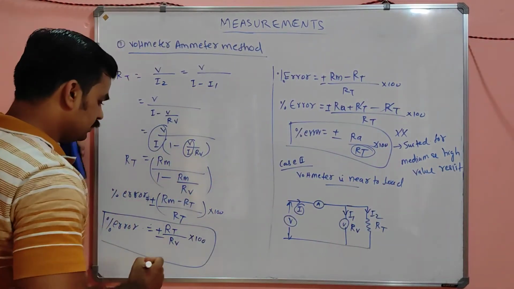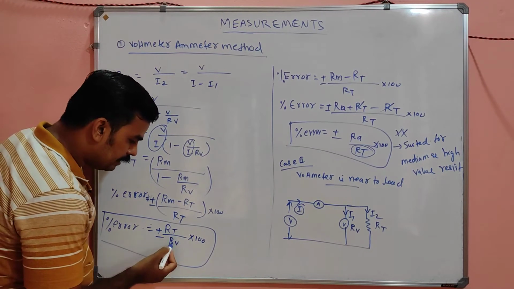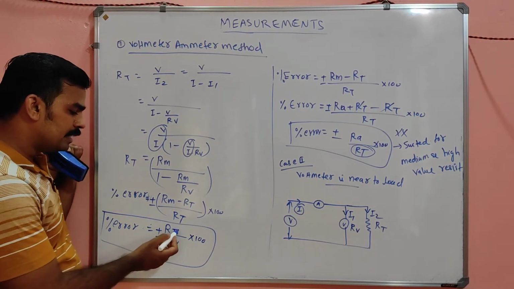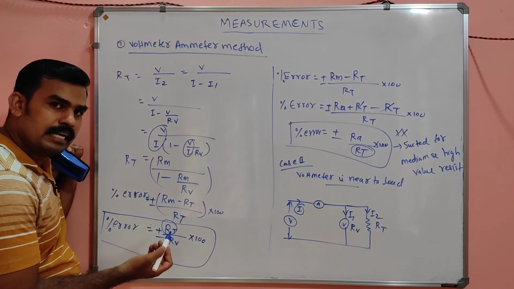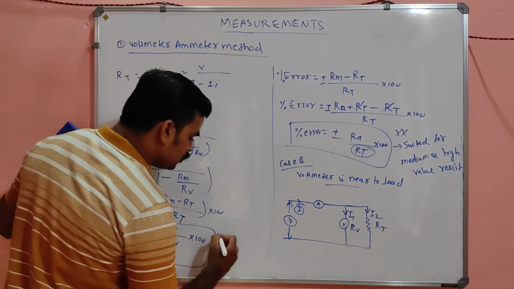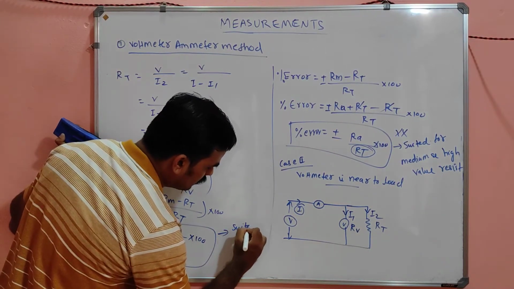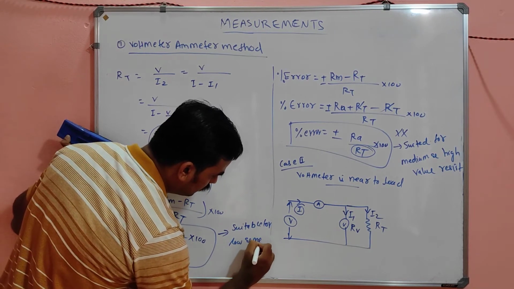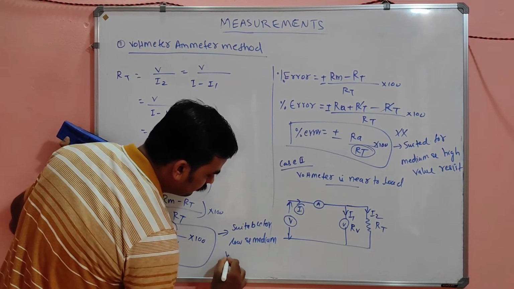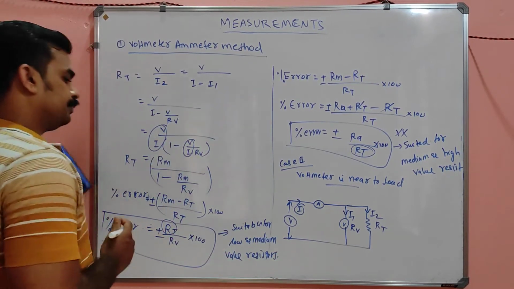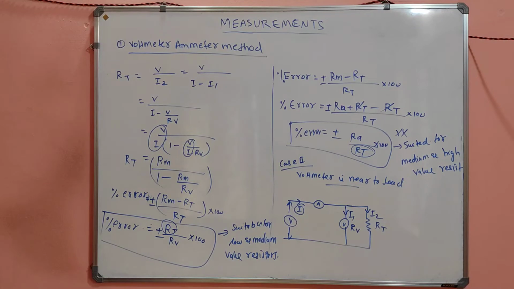And see the beauty here: it is RT by RV. For this, the error will be minimum when RT is very low. Suppose RT is low, then the percentage error is also low. So this is suitable for low and medium value resistors.